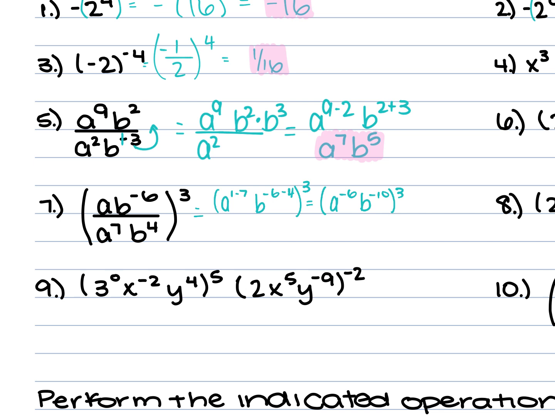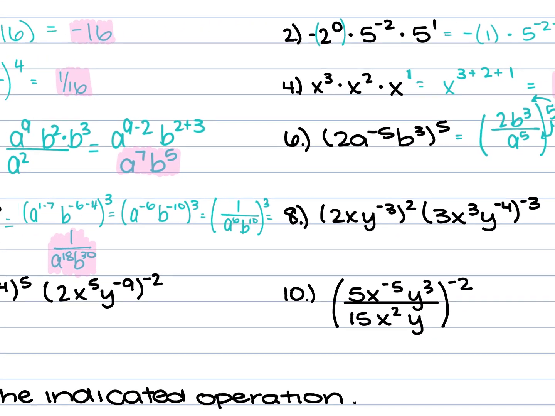If we turn those negative powers into positive powers, this becomes 1 over a to the 6th power, b to the 10th power, all raised to the 3rd power. When we have a power raised to a power, we multiply those powers. So it's just 1 over a to the 18th power, b to the 30th power.